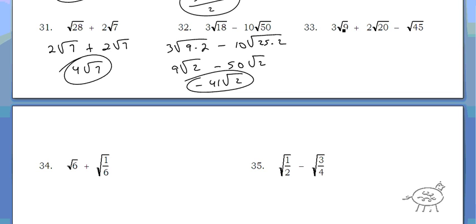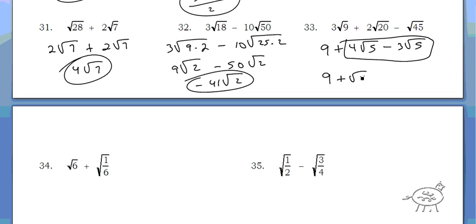Okay? The next one, 3 root 9. Well, root 9 is 3. So 3 times 3 is 9. That's easy. Plus root 20 is 4 times 5. Square root of 4 is 2. So 2 times 2 is 4 with a 5 left over. And 9 times 5 is 45. So you take a 9 out. Square root of 9 is 3. So minus 3 root 5 left over. And I can combine these together. That's the only ones I can combine. So it's 9. 4 root 5 minus 3 root 5 is plus root 5.